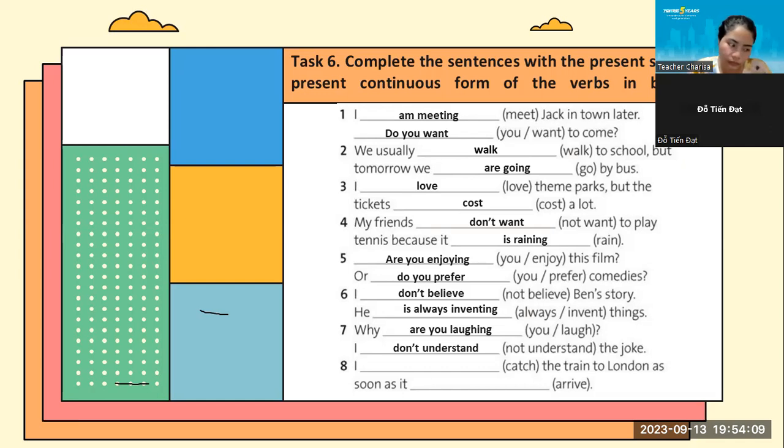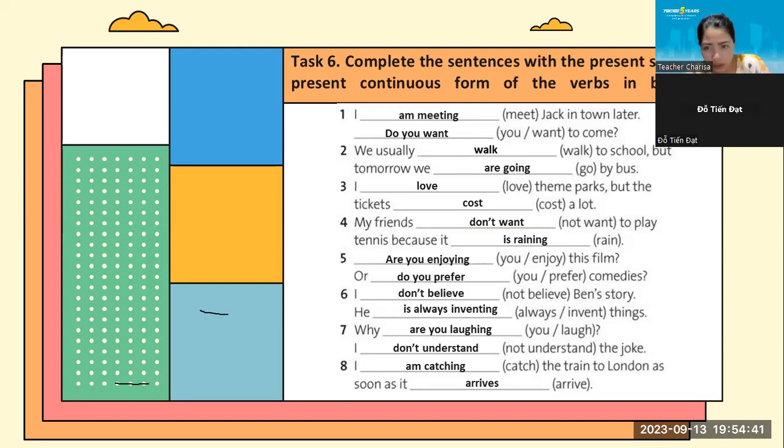I am catching the train to London as soon as it is arrived. Yes, very good. So here, complete the sentences with the present simple or present continuous form of the verbs in the bracket. So, I am meeting Jack in town later. So, meeting, that's continuous. Do you want to come?